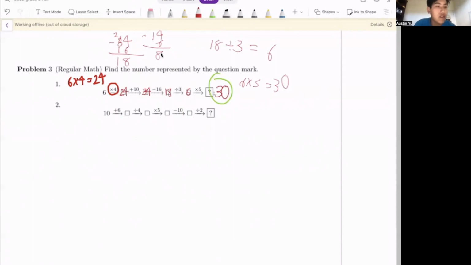The second one, let's do the second one. 10 plus 6, well, that's just 16, very easy. 16 divided by 4, that is 4. 4 times 5, 20. 20 minus 10, that is just 10. And finally, 10 divided by 2, that is 5. Very easy.